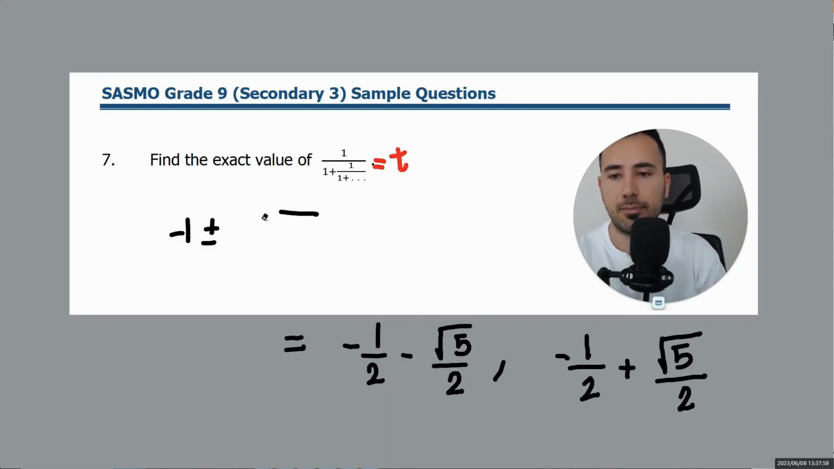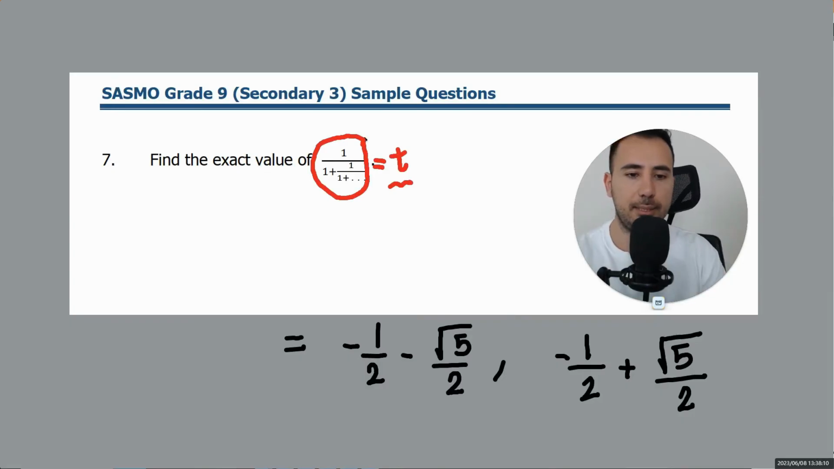So we have two solutions for this equation, but only one of them is acceptable. Why is that? Let's see here. t here is 1 over 1 plus and so on. Everything here is positive. But this value is negative. It will never work. So this one is out. But this one is a positive value. Look, the square root of 5 is more than 2, right? So this divided by 2 is more than 1. Minus a half, this is positive. So the right answer, we could also write it like this.